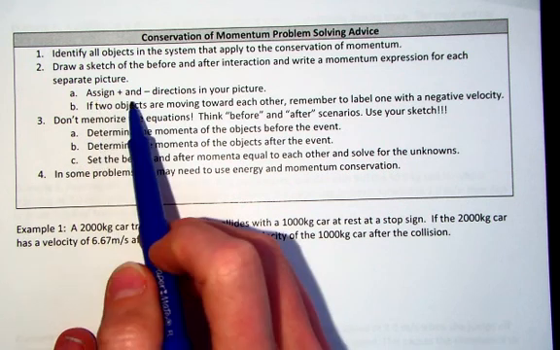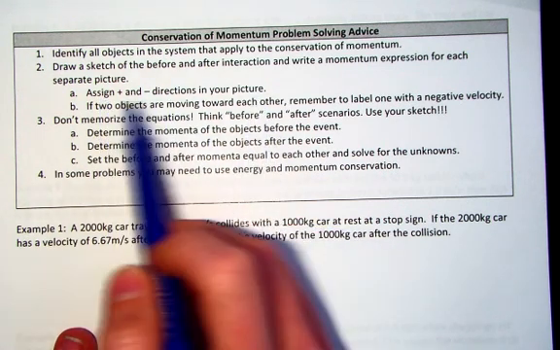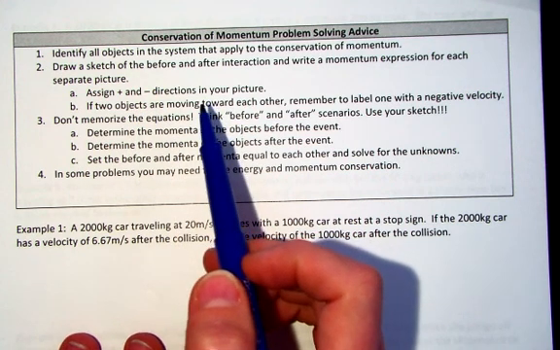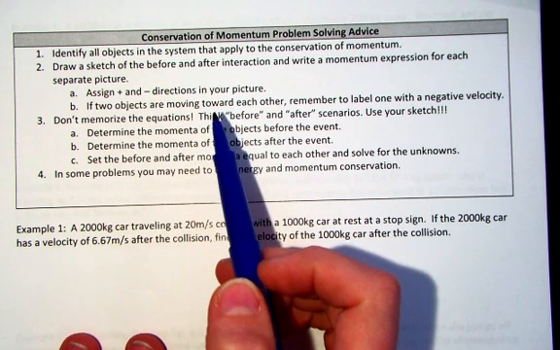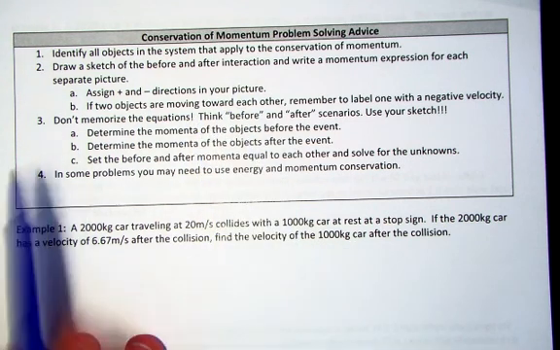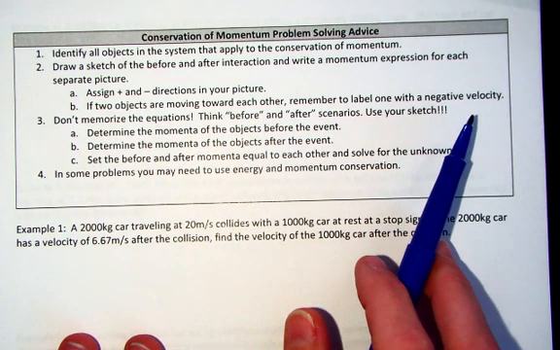You're going to assign positive and negative directions in your picture. This particularly refers to velocity. Velocity is speed with direction, and that matters because your momentum depends on the direction you are moving in. If two objects are moving toward each other, one of them is going to have a negative velocity.